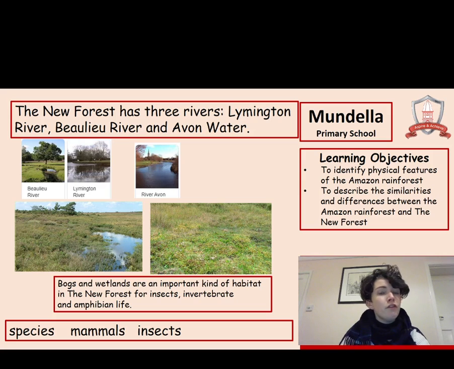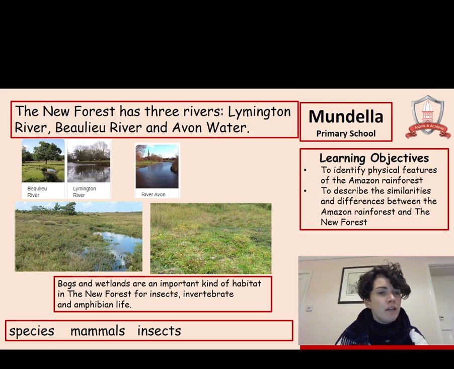And in the New Forest we have in fact 3 rivers. We have the Lymington River, Beaulieu River and the River Avon or Avon Water. So this word here is Beaulieu. Okay, so we have 3 different rivers. And as I've previously mentioned, bogs and wetlands are an important kind of habitat in the New Forest as they host insects, invertebrate and amphibian life. So again, what are the similarities and differences that you can notice between the New Forest and the Amazon?